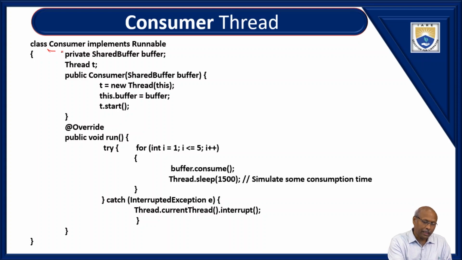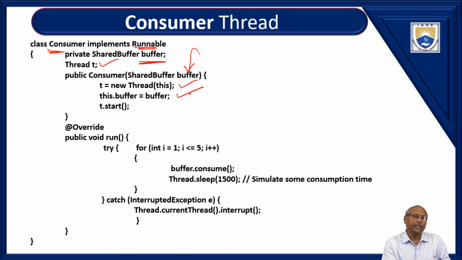Now, there is one more class called the consumer thread. This is also derived from the Runnable interface. It also has a buffer, and uses the buffer and has a connectivity to a thread. Assign the buffer and start it. That means both are ready to use the common resource.